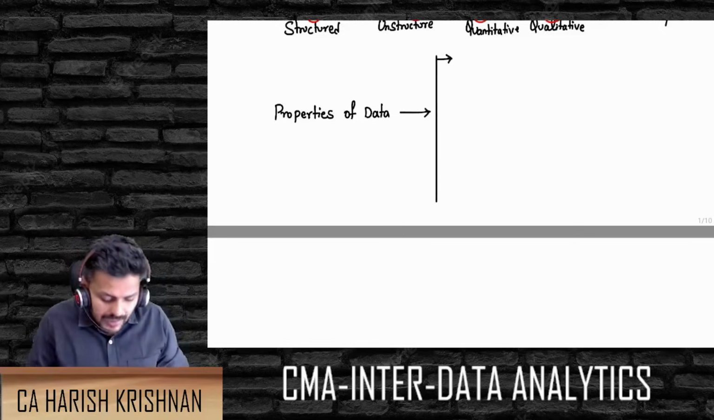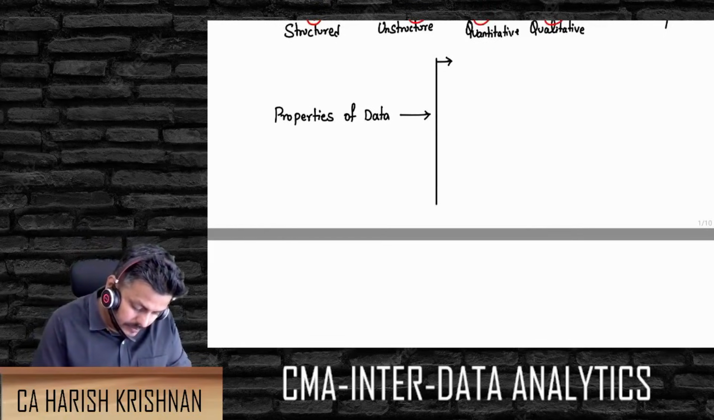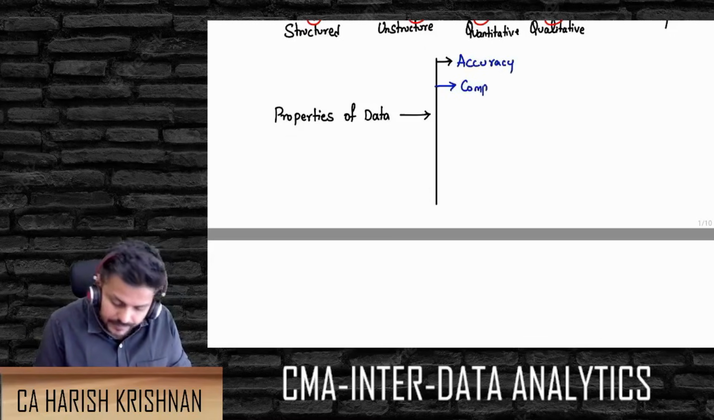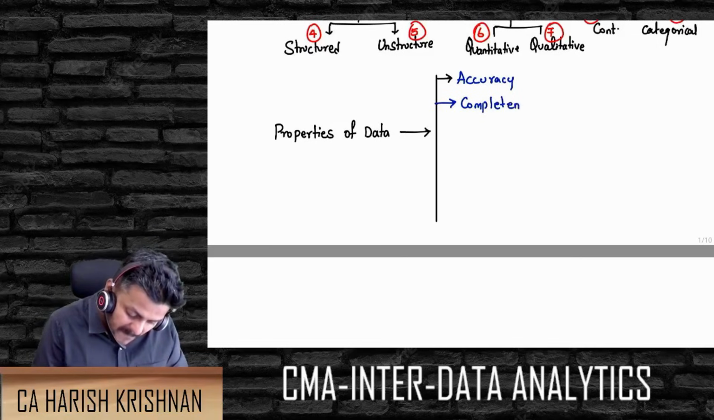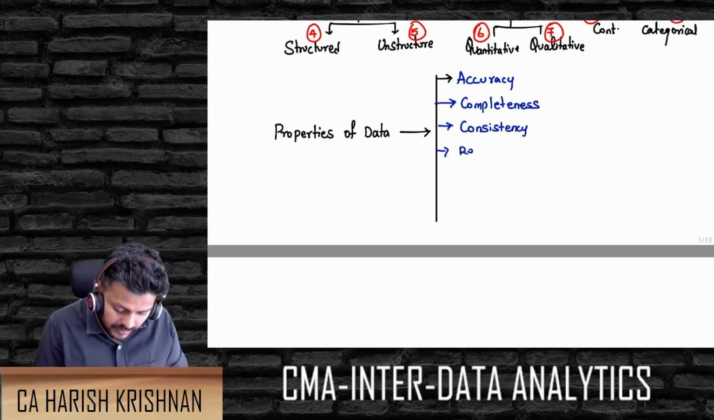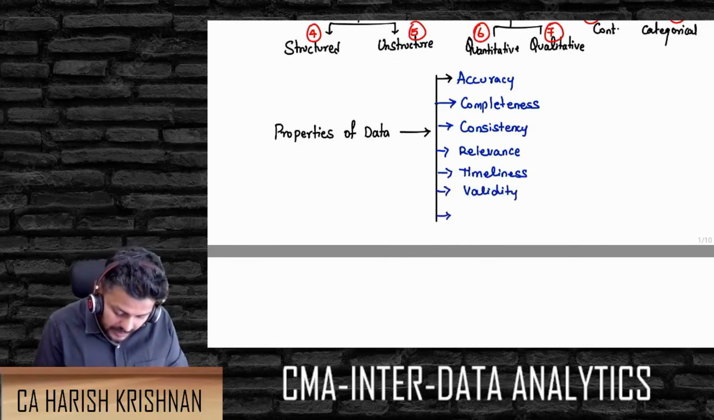First one talks about accuracy, completeness. Able to see it, right? Accuracy, completeness, consistency, relevance, timeliness, validity, and from where can you get it? Accessibility.